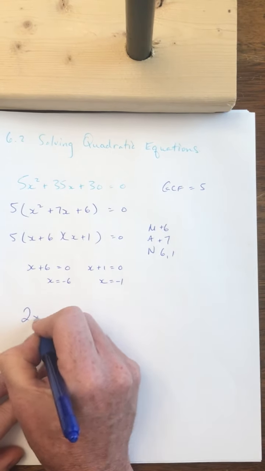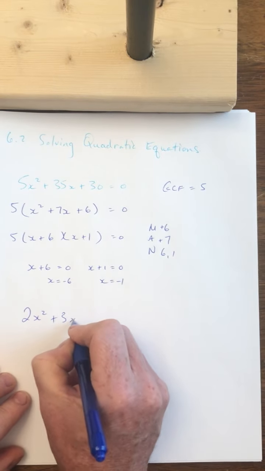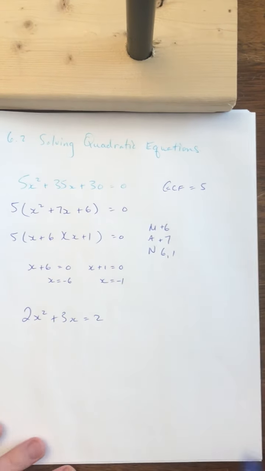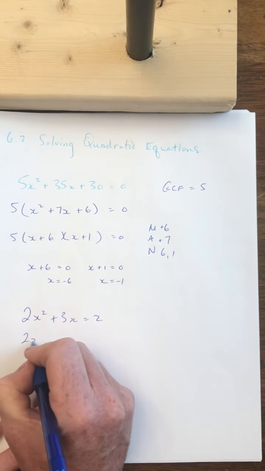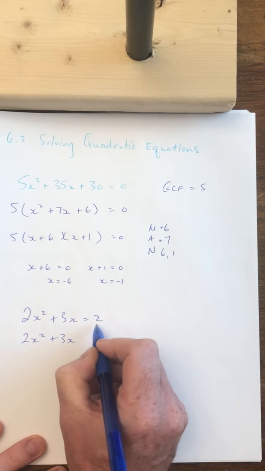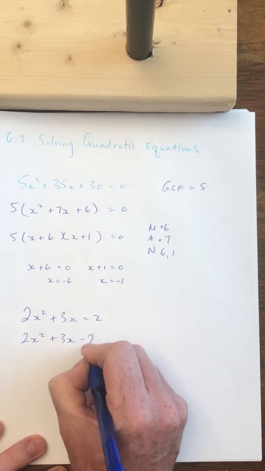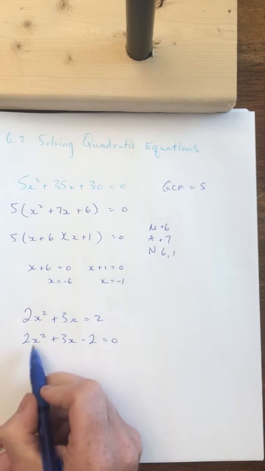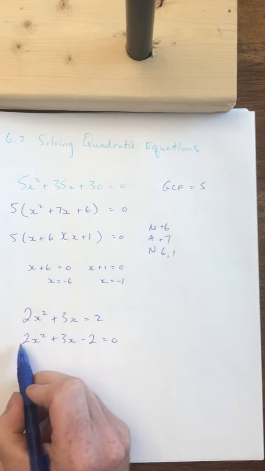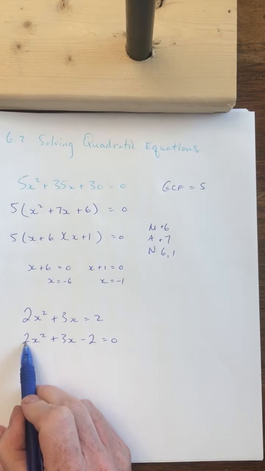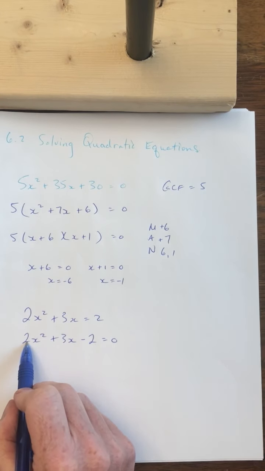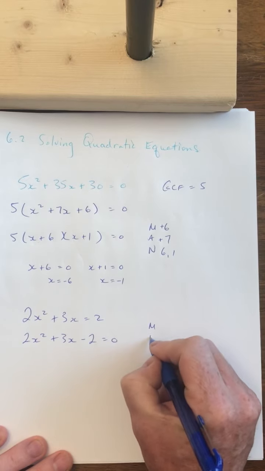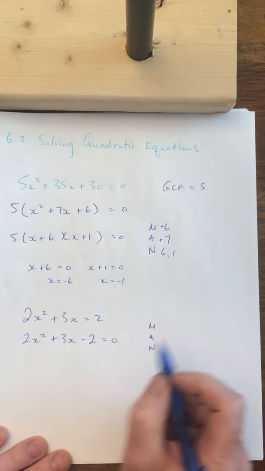Doing another question here, 2x squared plus 3x is equal to 2. Put this into standard form. I'm going to move the 2 to the other side of the equal sign, minus 2, and that leaves us with a 0 out here. We can factor this out. We have to do it with decomposition because our value of a here is not 1.